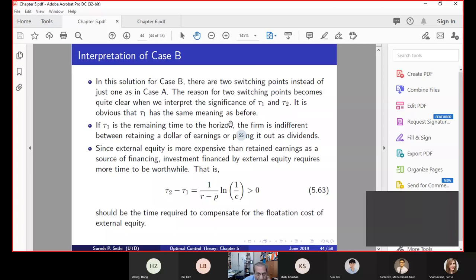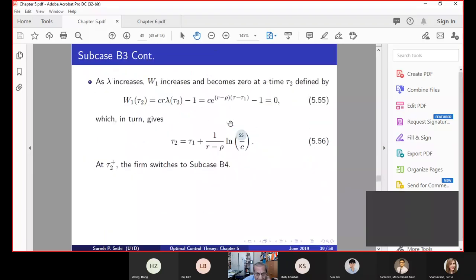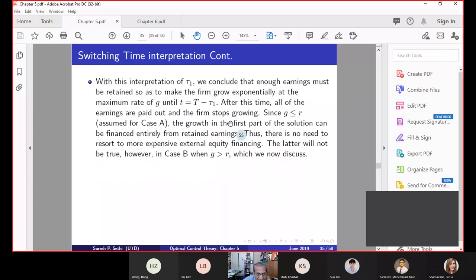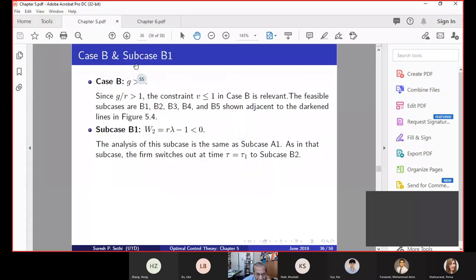At this point, I believe we should take a 5-minute break, because I'm going to go to B1 and we'll derive the formula for tau 2 intuitively.